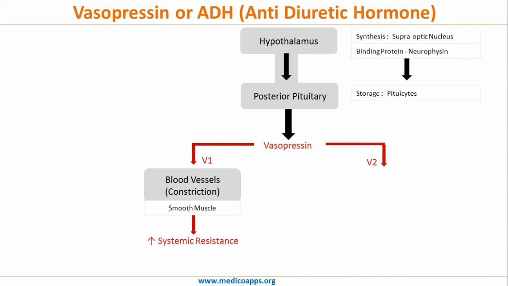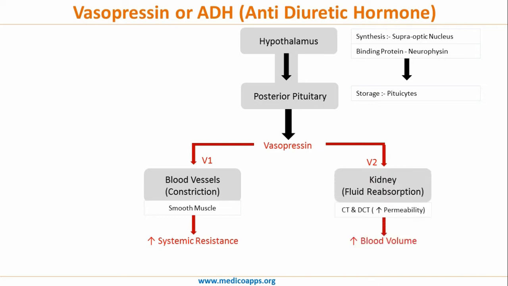V1 receptors are present on blood vessels, where they lead to the contraction of smooth muscles and the constriction of blood vessels. The constriction of the blood vessels will lead to an increase in systemic resistance. The V2 receptors are present on the kidney where they lead to fluid reabsorption. This mainly happens at the collecting tubules and the distal convoluted tubule. At both levels, there is an increase in permeability which leads to fluid reabsorption.